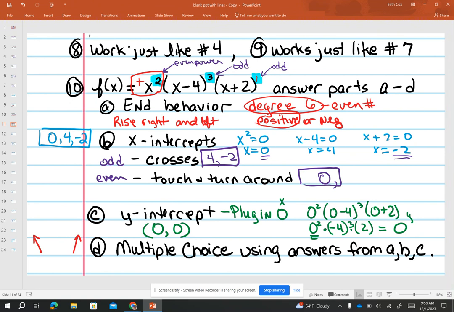Now, for the multiple choice, using the answers from A, B, and C, you have to have them both pointing up. When you look at your grid, you're going to have 0, 0 as a point, and it's going to cross at 0. Got that one.